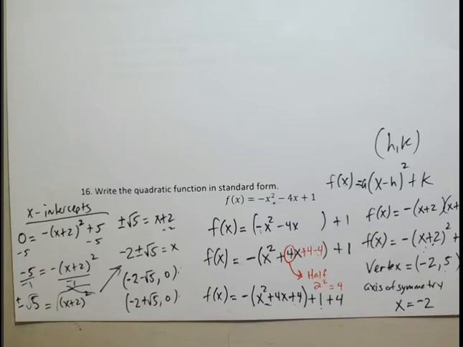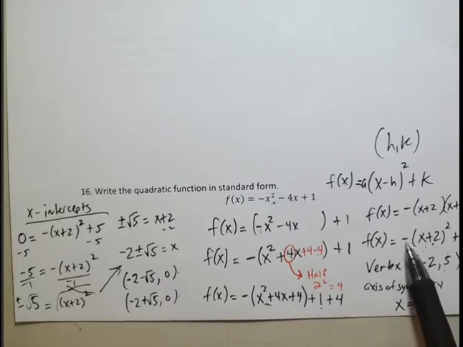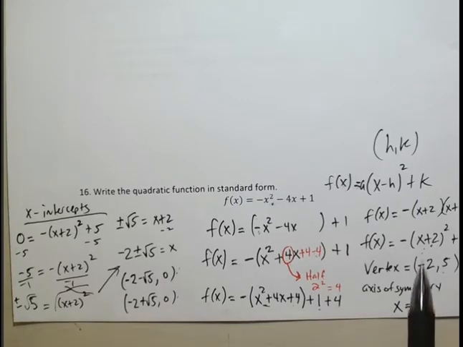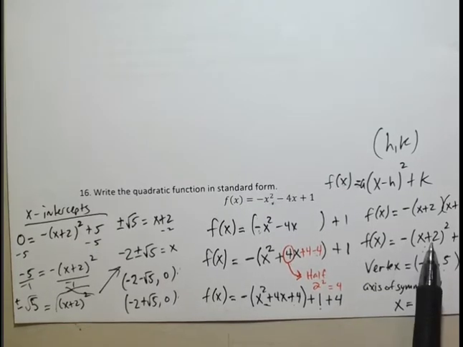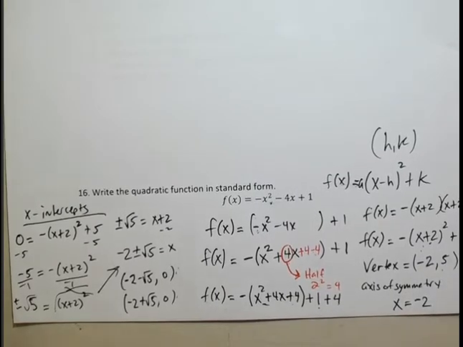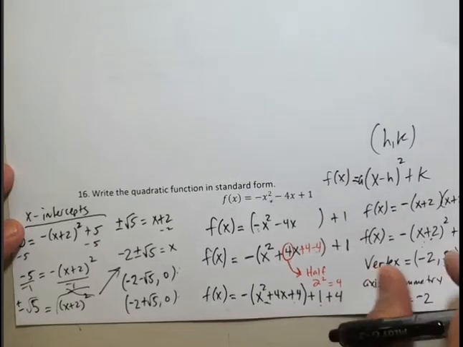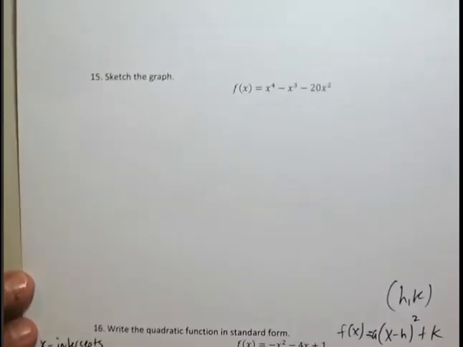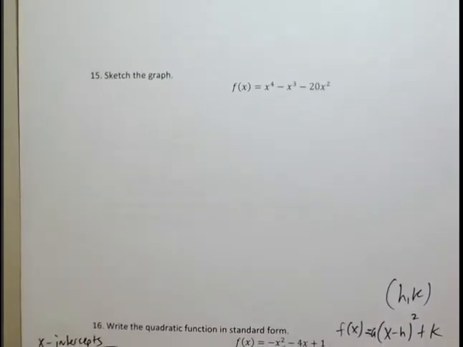And then you need to identify the graph. So you will look for the graph that is opening down, right? Because it has a negative. It's moving to the left, and it went up 5. Okay. All right, so let's look at number 15. Any questions on 16? Okay, 15.